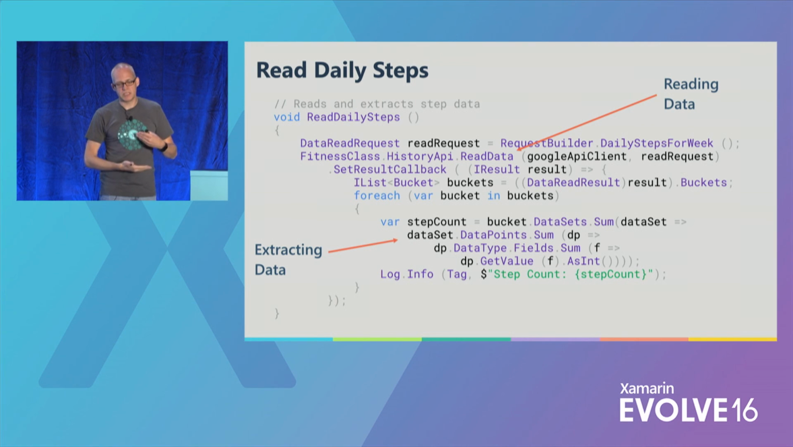Inside a bucket, there's a data set. Inside the data set, there are data points. And those data points may have 1 or more values. This all unwraps very neatly to give us, effectively at the end, a step count per bucket, which means the step count every 24 hours. So now you have gotten step counts out through those 4 steps.